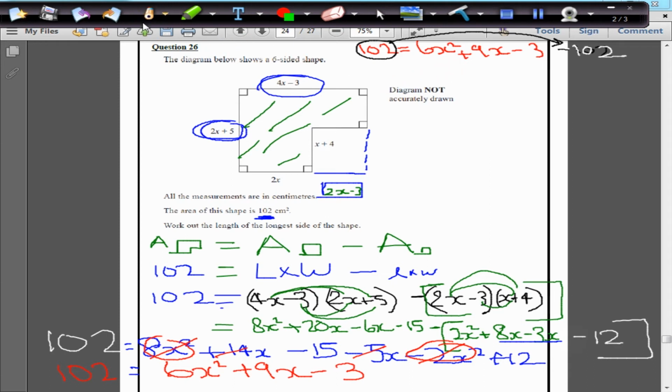Okay, now let's simplify all of this. So we should have left now 0 is equal to 6x squared, which stays as it is. It doesn't get any simpler than that. The 9x stays as 9x. And minus 3 and minus 102 will give us, added together, minus 105.